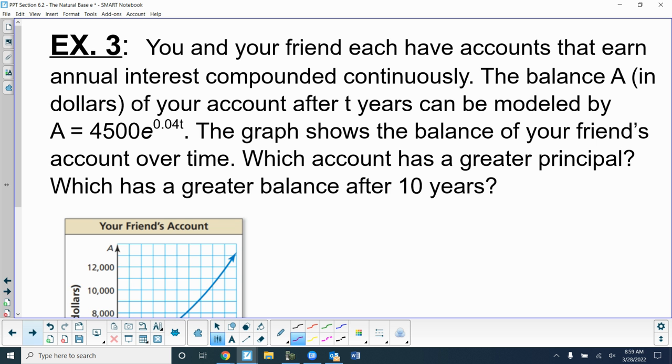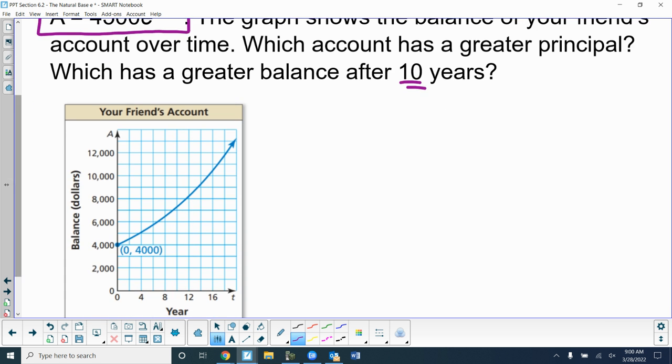It says you and your friend each have accounts that earn annual interest compounded continuously. The balance A in dollars of your account is modeled by this. So what's the principal? $4,500. What's the interest rate? 4%. How many years are we going to use? 10. Your friend's account is graphed. What's the principal? 4,000, where it started. We don't know the interest rate, right?